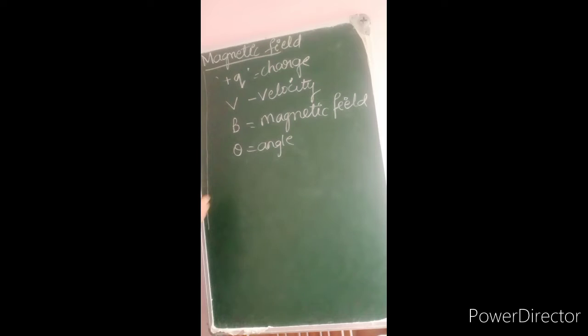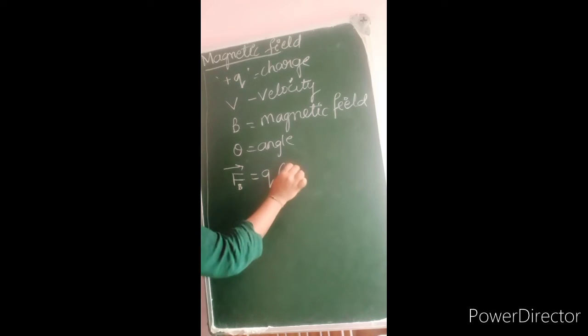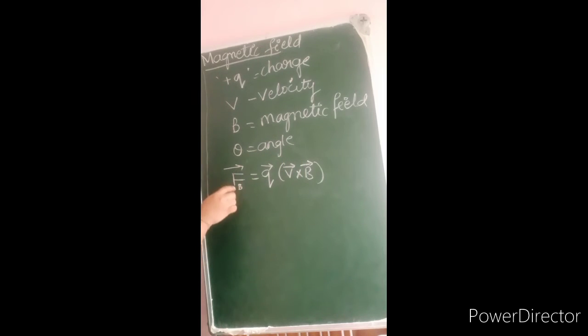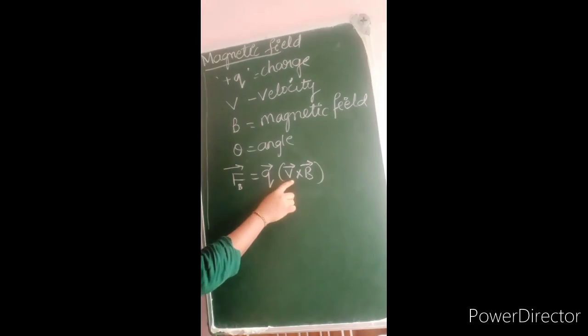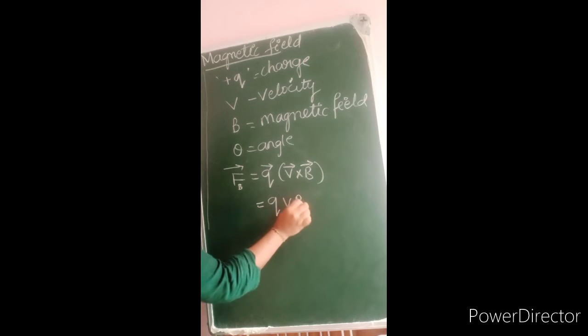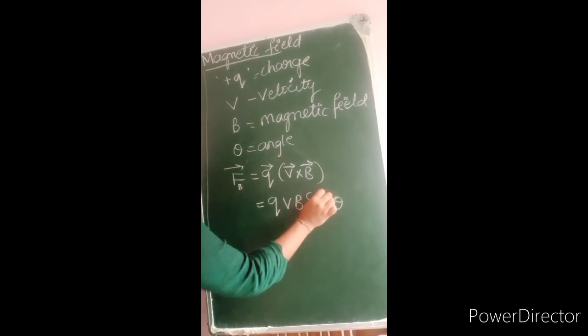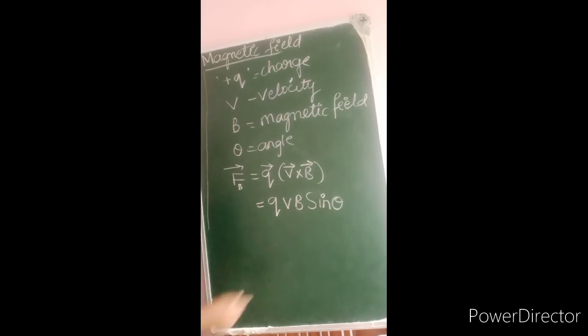Then the force experienced in the presence of the magnetic field is given by F_B bar equals q into v cross B. Taking the vectorial notation here, F_B bar is equal to q (v bar cross B bar), or we can write this as q v B sine theta, where theta is the angle the charge q makes with the magnetic field B. This is about the magnetic force.